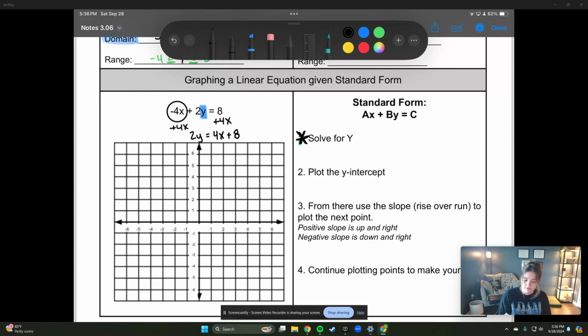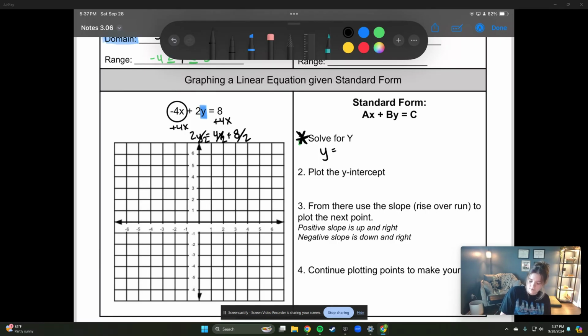Now, is y alone yet? It is not, so I need to get rid of that 2. The great thing about getting rid of the 2 is I can do that to every part. So if I divide each of these by 2, divide by 2, divide by 2, divide by 2, make sure you do every single part. 2y divided by 2 is y.